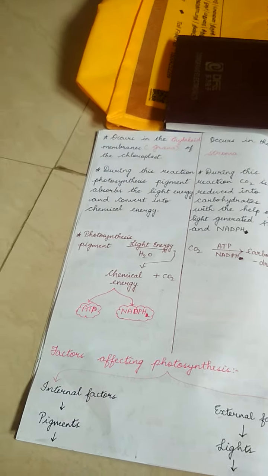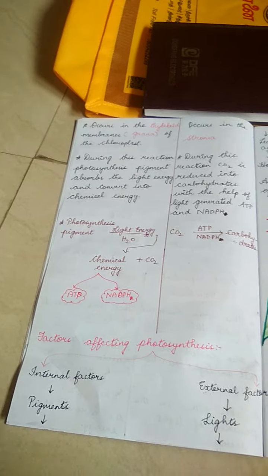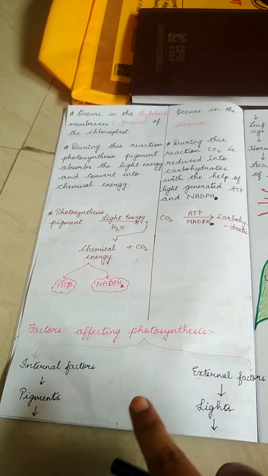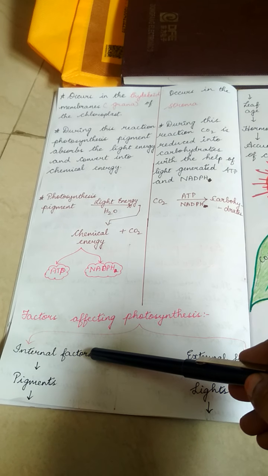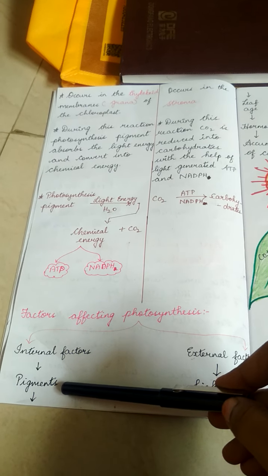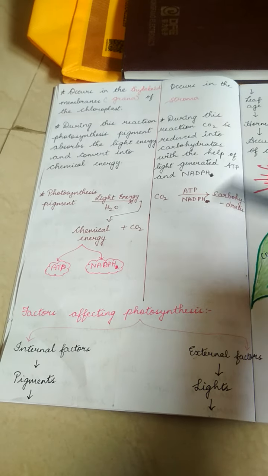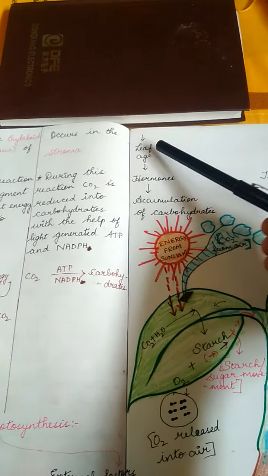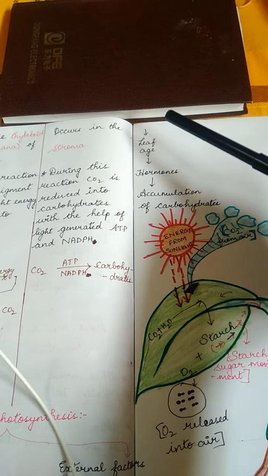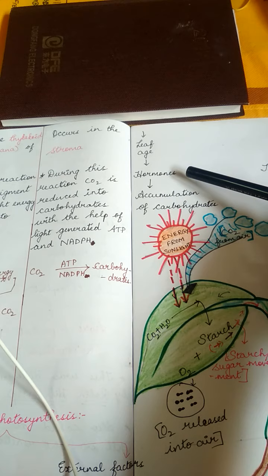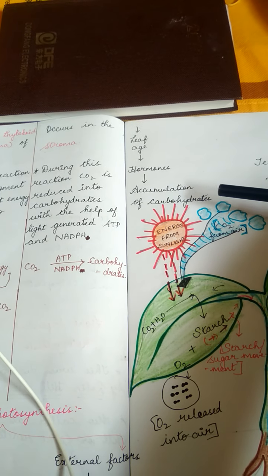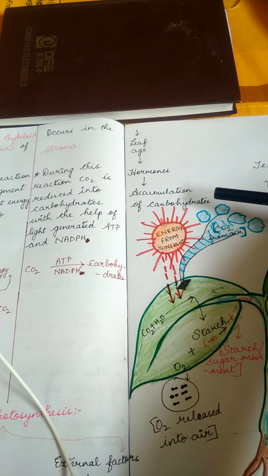Now, what are all the factors? There are certain factors which affect the process of photosynthesis. They are classified into internal factors and external factors. The internal factors are the pigments, as the level of pigments may be less or more; then the age of the leaf in which photosynthesis is taking place; then certain hormones that are present within the plant; and the last is the accumulation of carbohydrates.